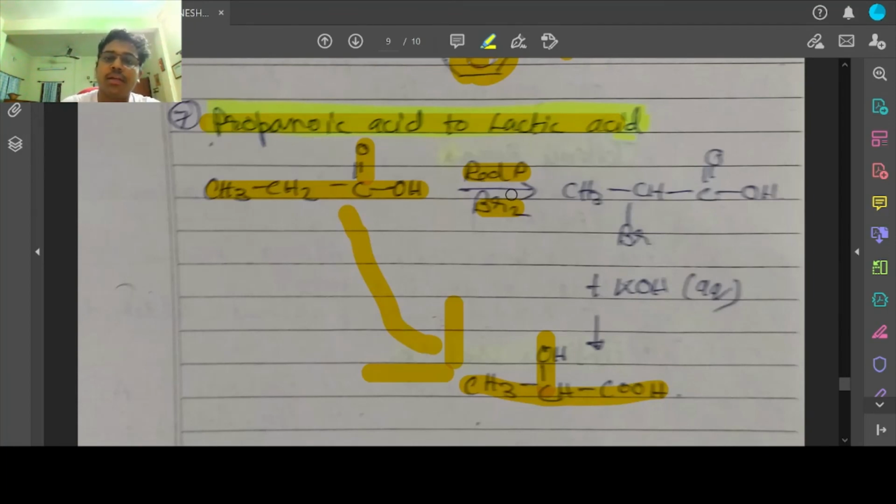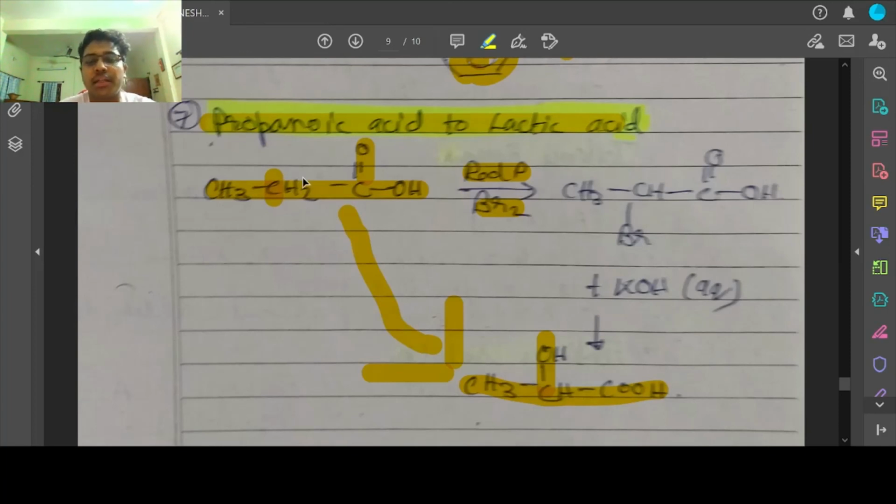In the HVZ reaction, red phosphorus and any halogen molecule X2 reacts with this. Here this carbon is the alpha carbon, and this hydrogen is an alpha hydrogen. If you are not familiar with these terms, go to the beginning of the video, where I started with this reaction, the Hell-Vollard-Zelinsky reaction. If it's still not clear, please contact us.